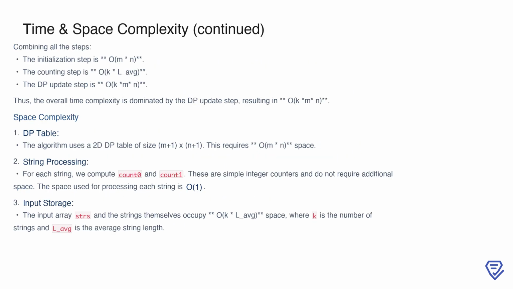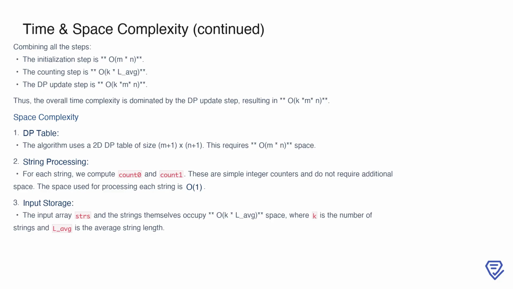When we combine all the steps, the initialization of the DP table takes m*n, the counting of zeros and ones contributes k*L_average, and the DP table updates require k*m*n. Since the DP update step dominates, the overall time complexity of the algorithm is k*m*n. Now, let's consider the space complexity.